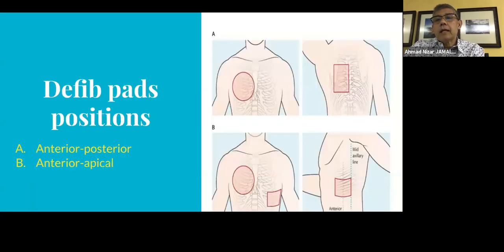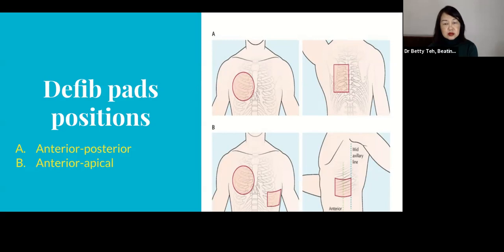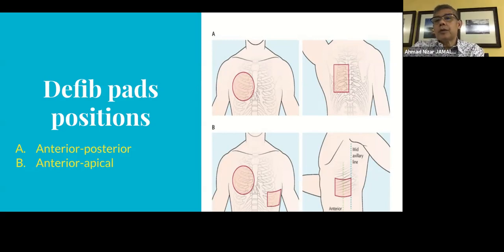Next slide. So this is the defib pad position. In the anterior-posterior position, the anterior pad is to the right of your sternum, centered on the fourth intercostal space. The posterior pad is at the level of the 7th vertebra, right paravertebrally, and you center it at that place. The anterior-apical position has a similar anterior pad, but the apical pad is placed in the mid-axillary line in the 5th or 6th intercostal space. Okay, next slide.